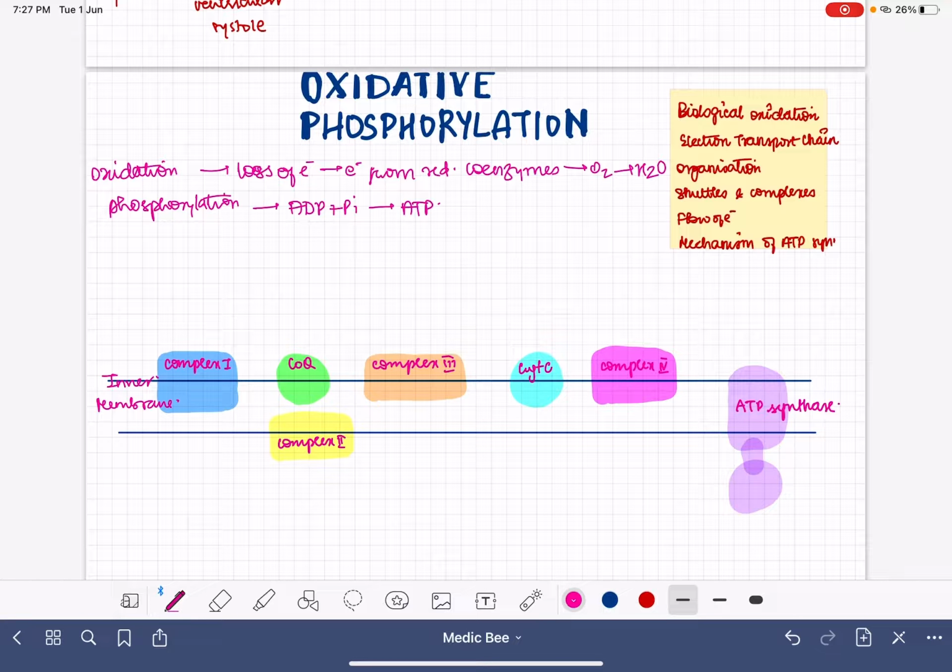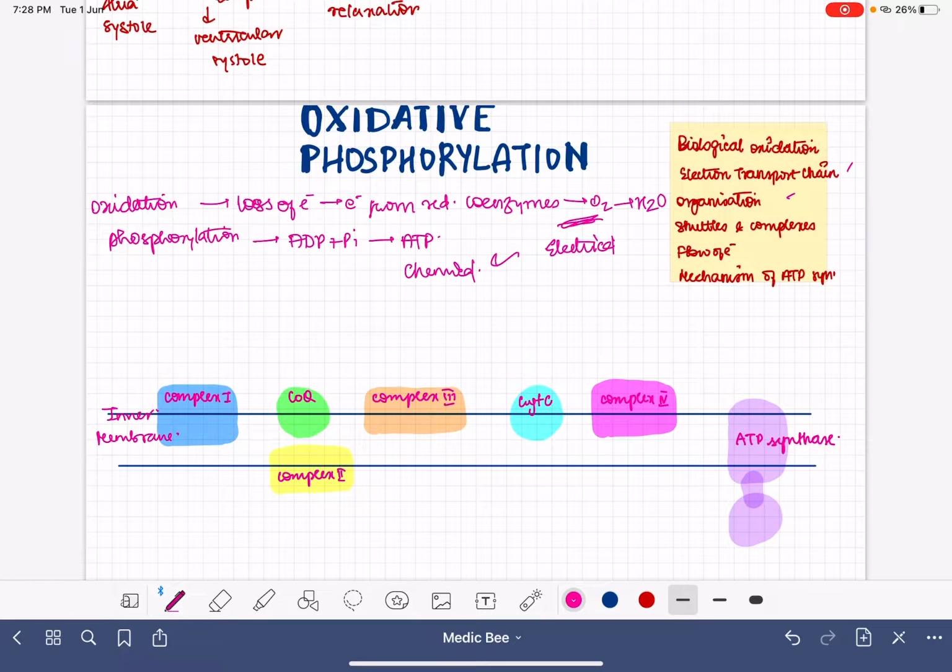So the energy released in this process, the electrical energy, will be transformed into chemical energy through ATP. In this video we will be seeing about biological oxidation, the electron transport chain, its organization, shuttles and complexes, flow of electrons, and the mechanism of ATP synthesis.